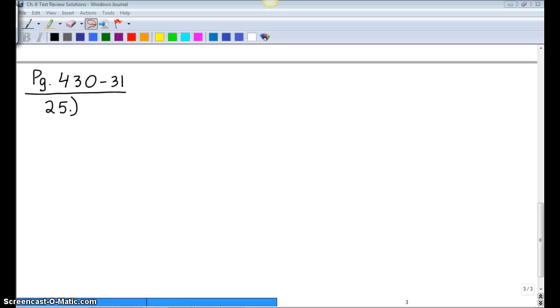So in this video I'm going to do both numbers 25 and 29 for 6.2. They're on pages 430 and 431. 25, they just have you solving for one angle theta. The triangle they give you looks a little like this.